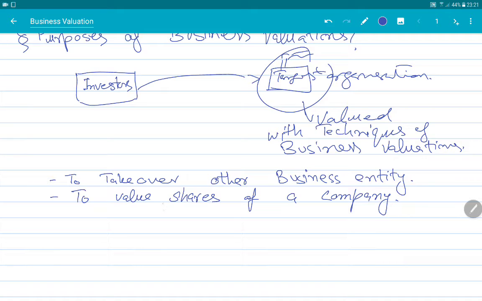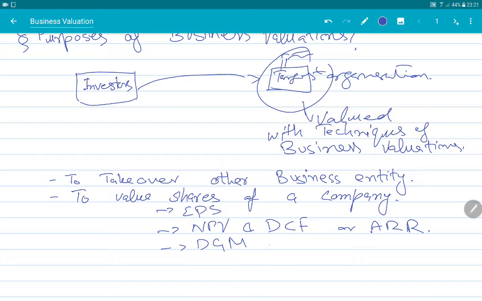with their own approach and their own assumptions, and they will not only regard the stock exchange price of the share. They will use their own methods. For example, they will use the EPS method, the NPV method, the DCF method or the ARR method. Or DGM, the dividend growth model, and the DDM method.